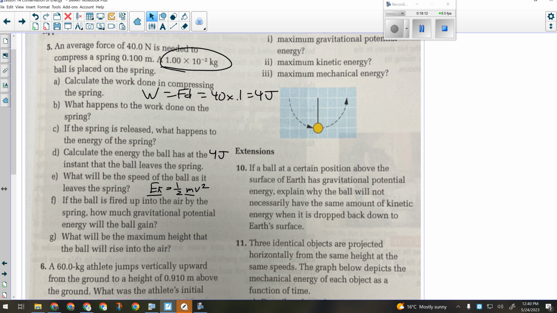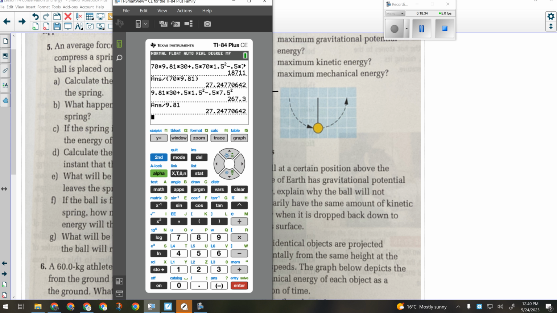So I can manipulate for v. I just divide both sides by half of m. So we'll have EK divided by half of m equals v squared. So if I square root that, I'll have v. So square root of 4 over 0.5 times 0.01. And if I square root that, that'll tell me the speed the ball will leave the spring at.